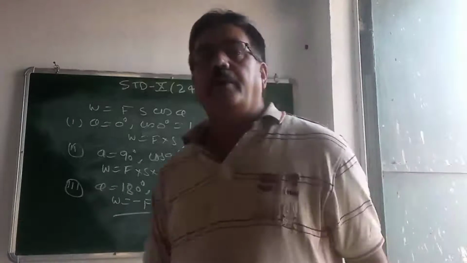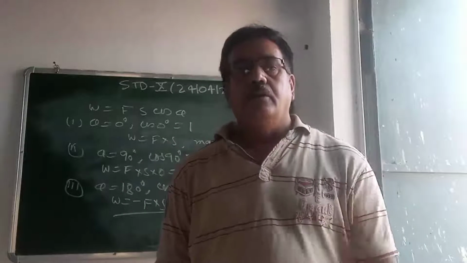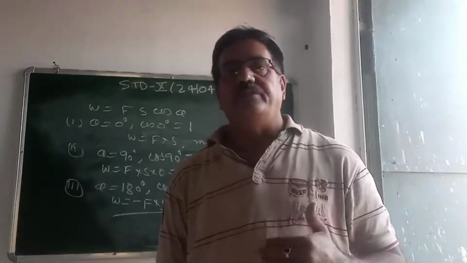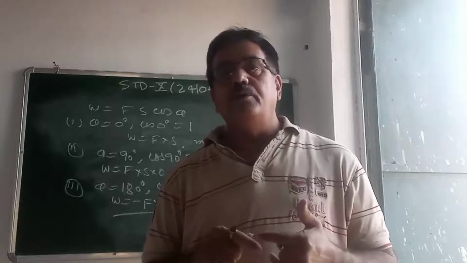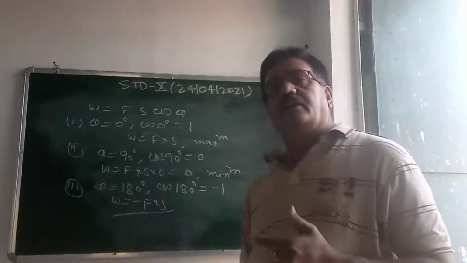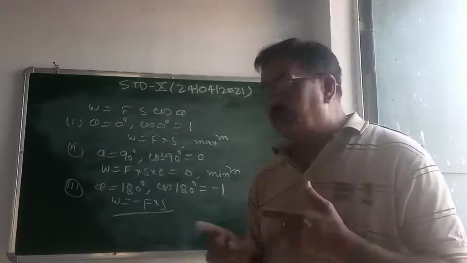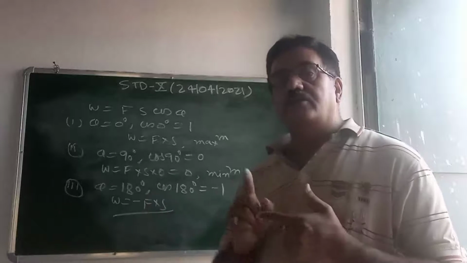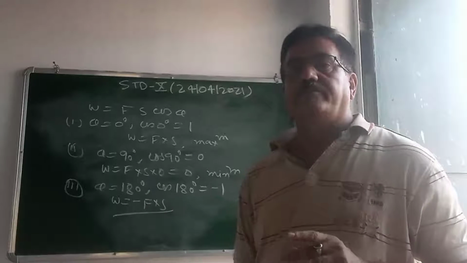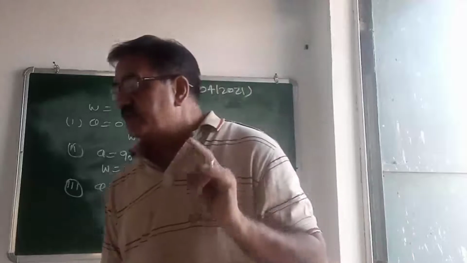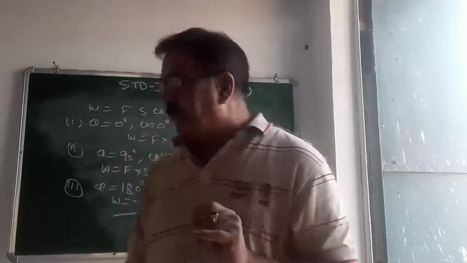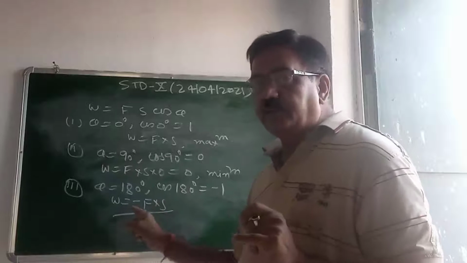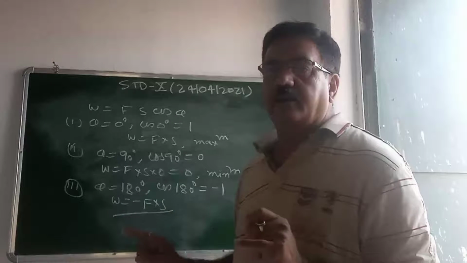Take an example, when we walk on the ground, the force of friction opposes our motion. So this is the example of theta equal to 180 degrees. That's why there is a negative sign here, cos 180 degrees is -1. Right? So in this case, the force opposes the motion, meaning minus Fs. It doesn't mean the work is minimum here.